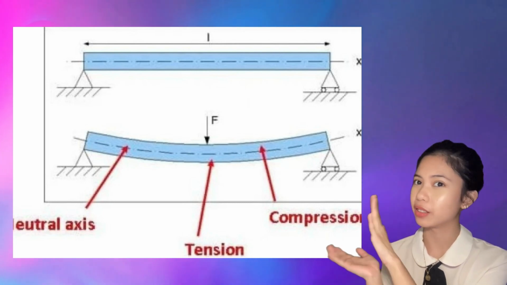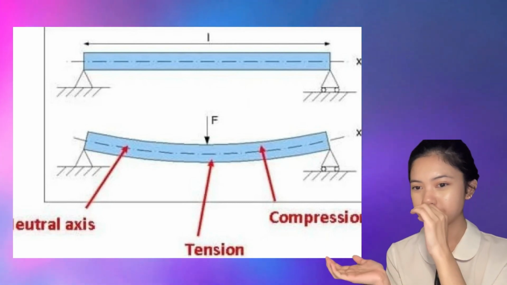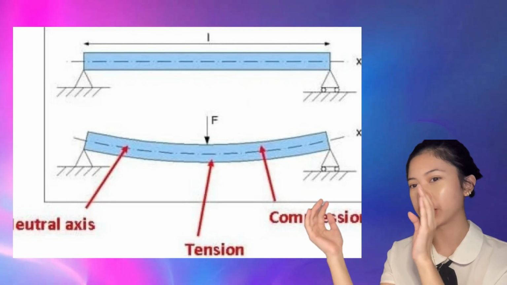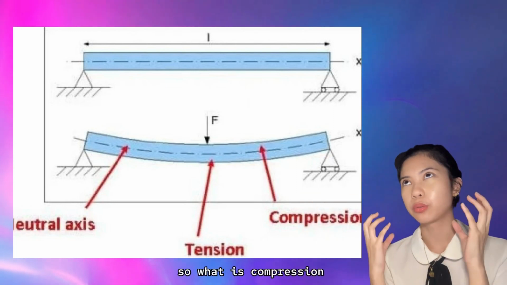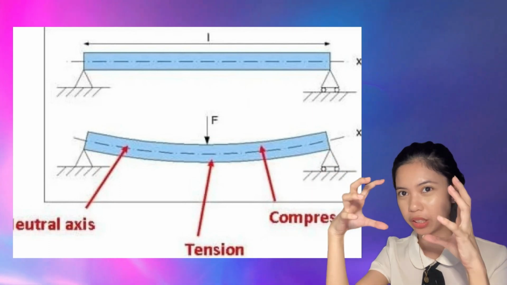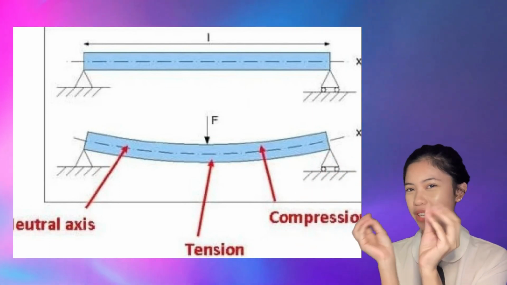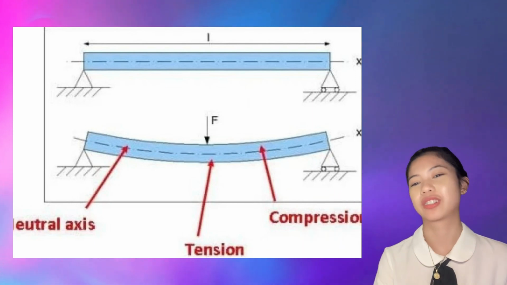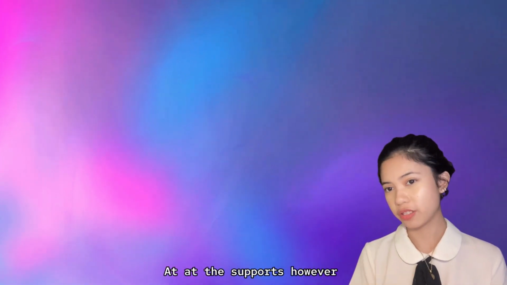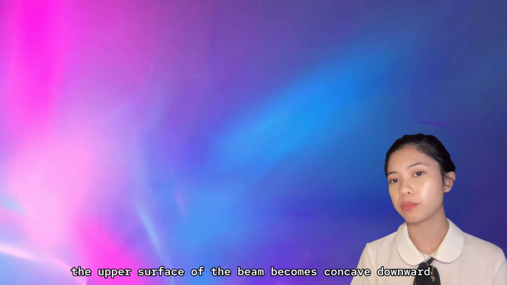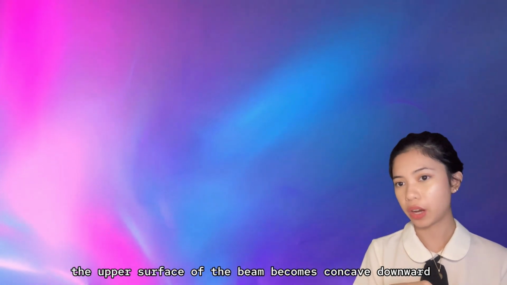So, ilalagay ko na din naman yung picture here. So, yung upper part is compression. So, what is compression? Compression yung paganon, yung force mo. Tapos yung tension naman is parang nagsa-stretch. Okay? At the supports, however, the upper surface of the beam becomes concave downward.